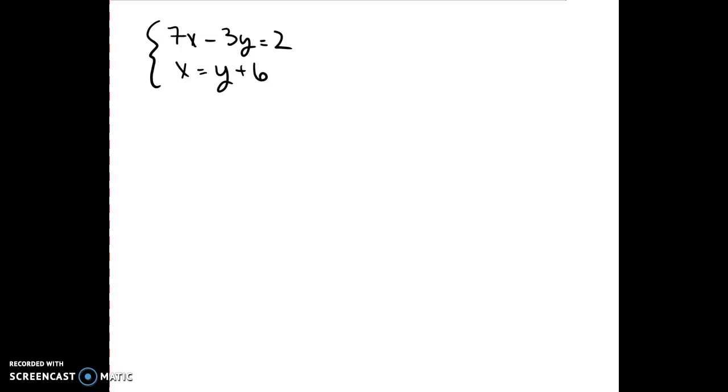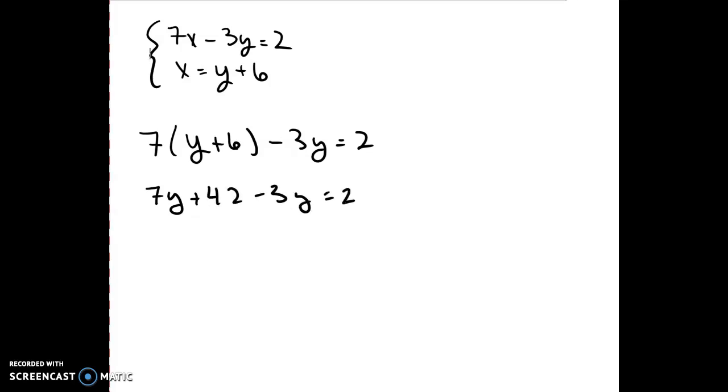What I'm going to do is use the substitution method because I already have x is equal to y plus 6. So I'm going to take 7 and not put x, I'm going to put y plus 6 instead. And I'm going to solve for y. So 7y plus 42 minus 3y is equal to 2. Okay, so 7y minus 3y, that's going to give me 4y plus 42 is equal to 2.